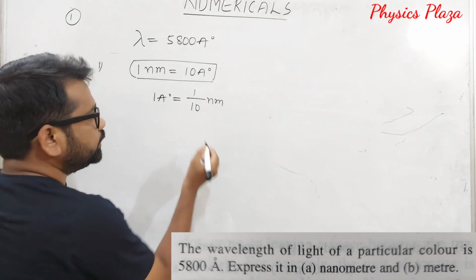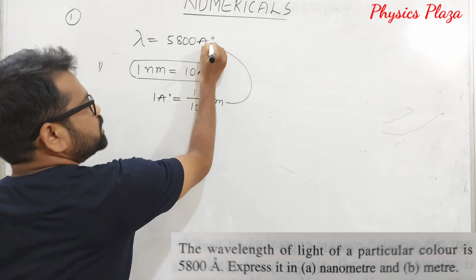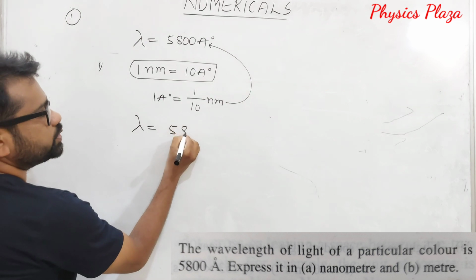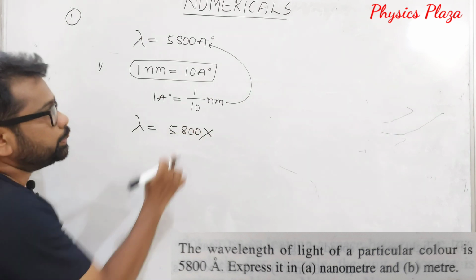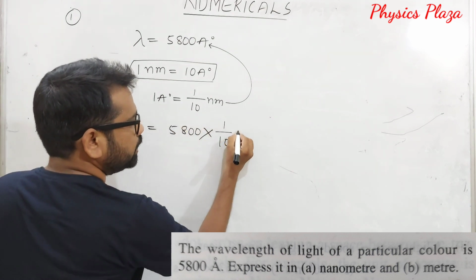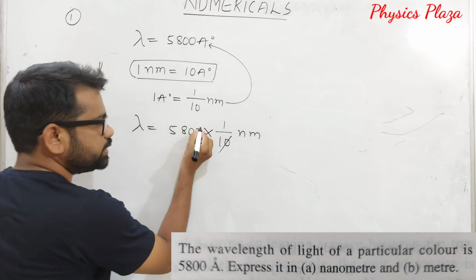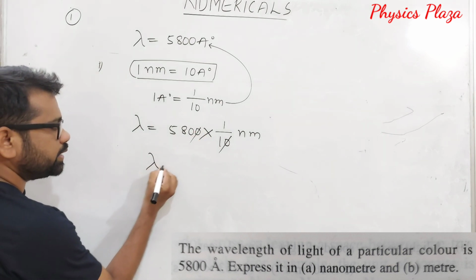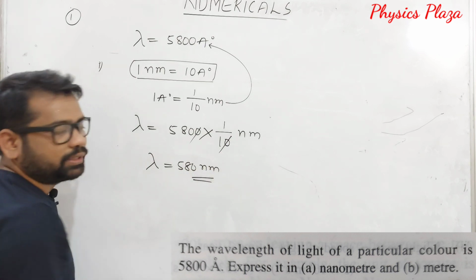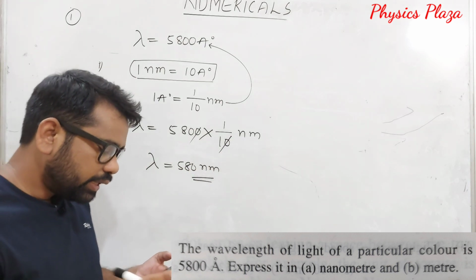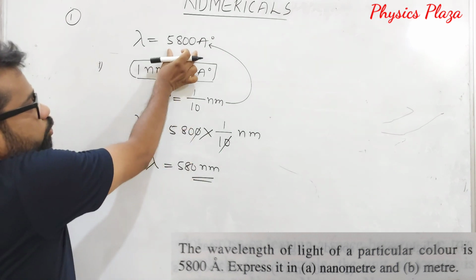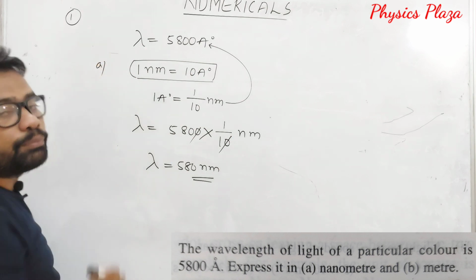Now we substitute this angstrom value in this place. So lambda is equal to 5800 into, in the place of angstrom we put 1 by 10 nanometer. So the 0 gets cancelled. So lambda is equal to 580 nanometer. This is the answer. Now in part B, they are asking us to express it in terms of meter. So this value we must express in terms of meters.